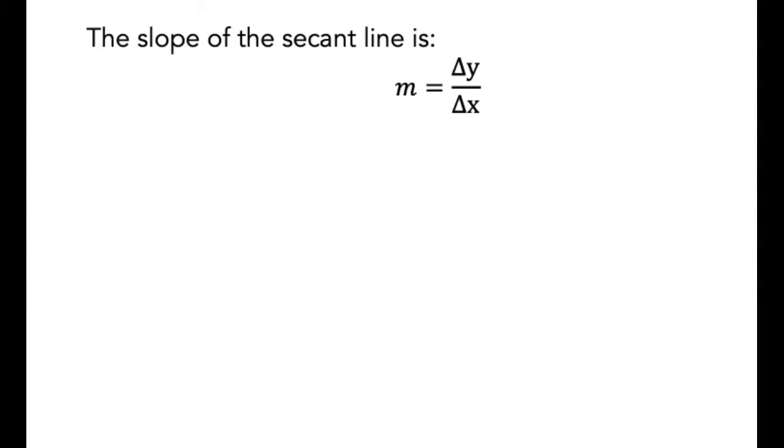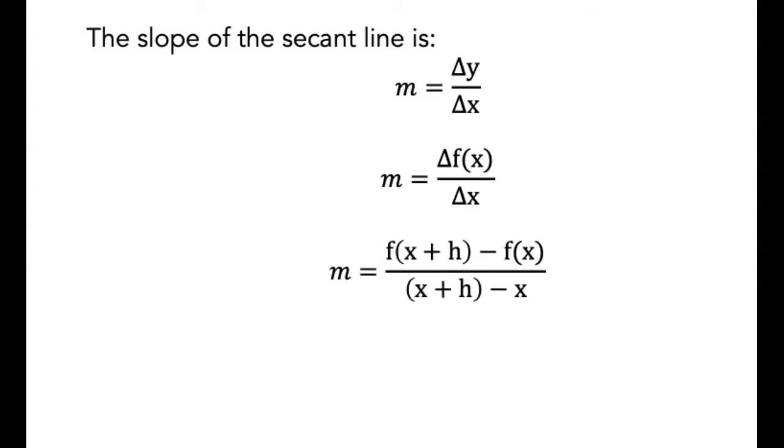The slope of our secant line, just like the slope of any line, is delta y over delta x, which is rise over run. Remember, we're talking about f of x rather than y in this case. And specifically, our 2 points are x, f of x, and x plus h, f of x plus h. So here's our difference in y's in the numerator and our difference in x's in the denominator. And simplifying, we can say in that denominator that x plus h minus x is just h. So now we have this slope of our secant line, which is m is equal to f of x plus h minus f of x all over h.